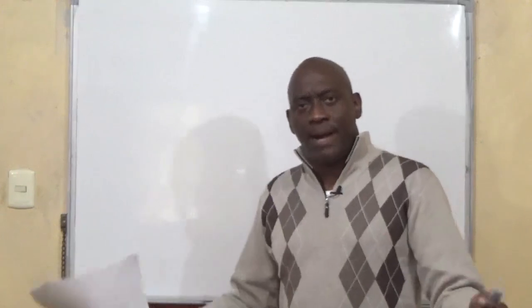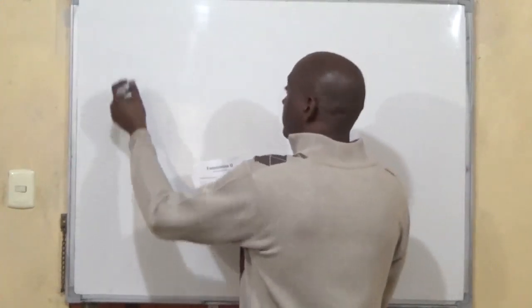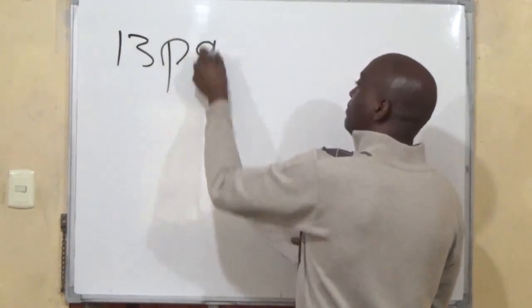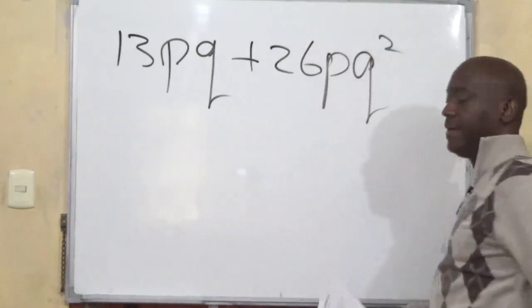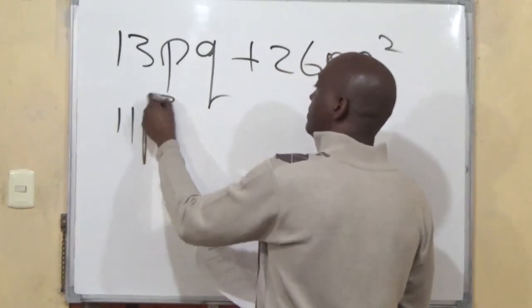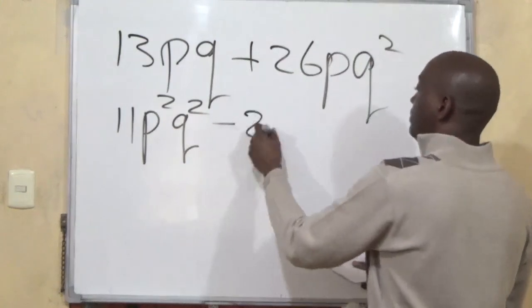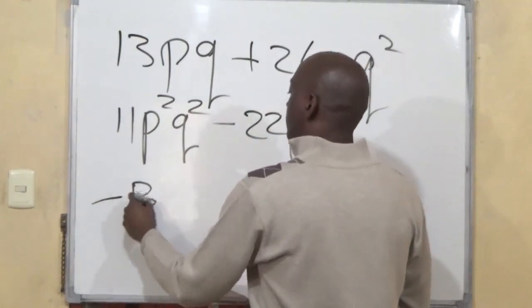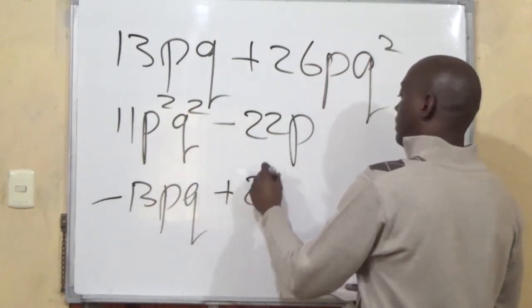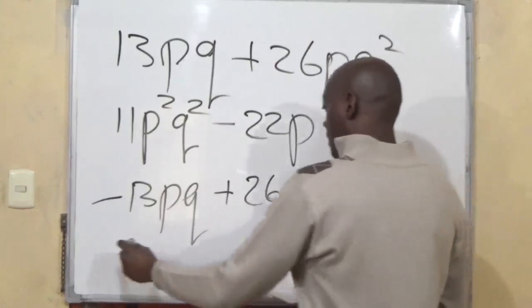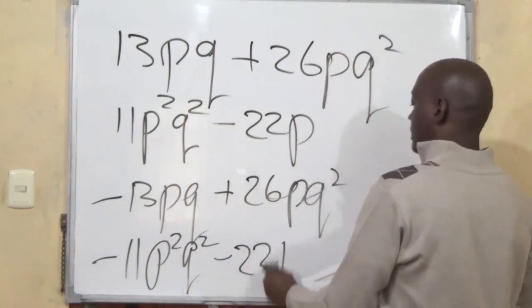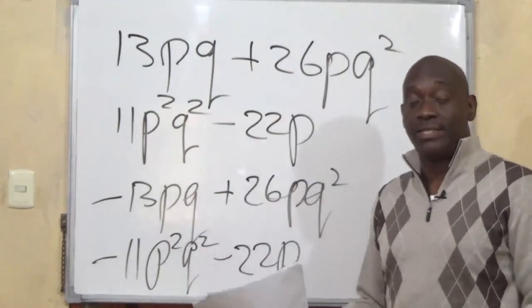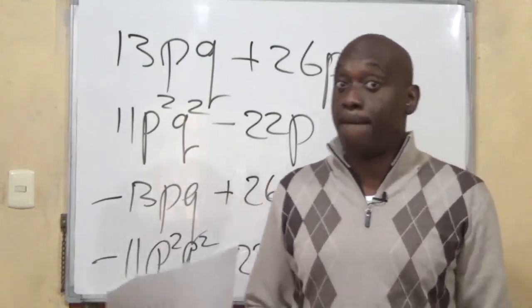All right, so a bivariate, bi means two. We know that bi is the prefix that signifies two. So bivariate, two variables, two things that could vary. So a typical example would be 13pq plus 26pq squared, right? Or you can have 11p squared q squared minus 22p. You can have minus 13pq plus 26pq squared. You can have minus 11p squared q squared minus 22p. Right? These are the four examples that I will use to illustrate the factorization of a bivariate binomial.